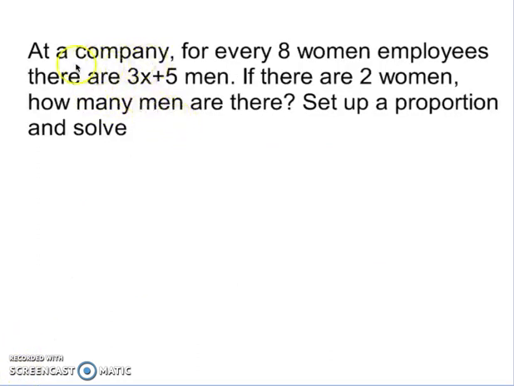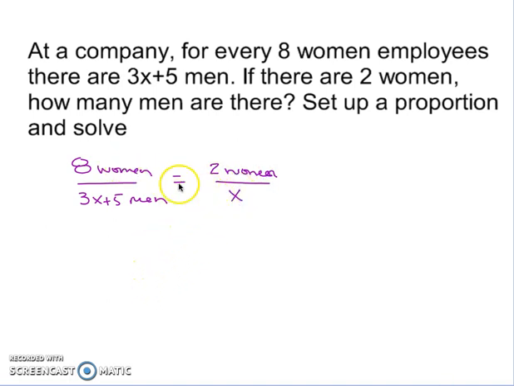For our next proportion, we have a story problem. It says, at a company, for every 8 women employees, there are 3x plus 5 men. If there are 2 women, how many men are there? Set up a proportion and solve. What we know is that there are 8 women to every 3x plus 5 men. The other part we know is 2 women to how many men, so we're going to leave that as x. Again, we're going to cross multiply, just like we did before, to solve for x.